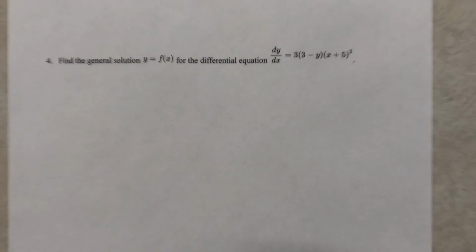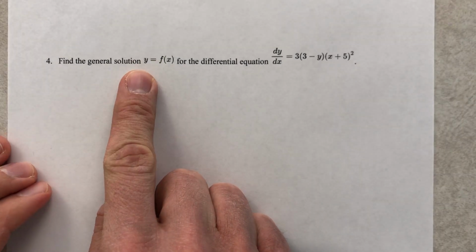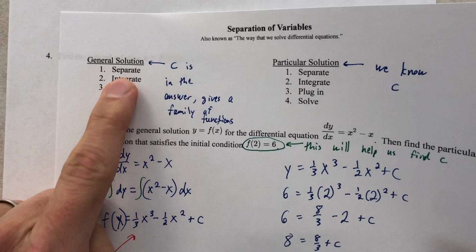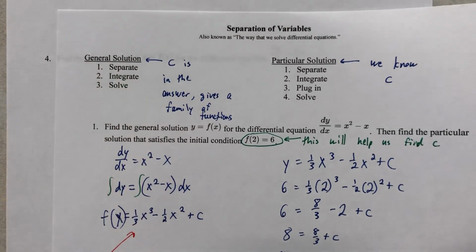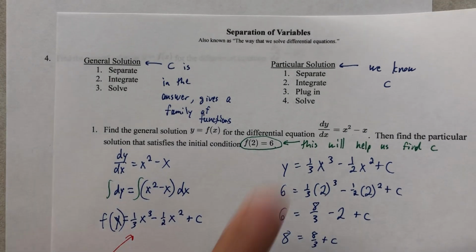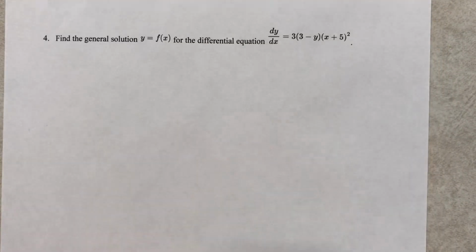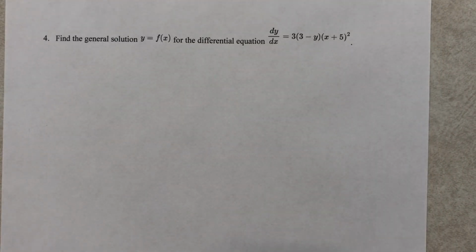This one gets crazy. Find the general solution. Oh, well, good to know. Good to know. What does that mean? That means separate, integrate, solve. Good. Great. They're plugging in. They did not give us a condition, some initial condition. They didn't give us that. So we're just going to leave our answer with the C floating around.